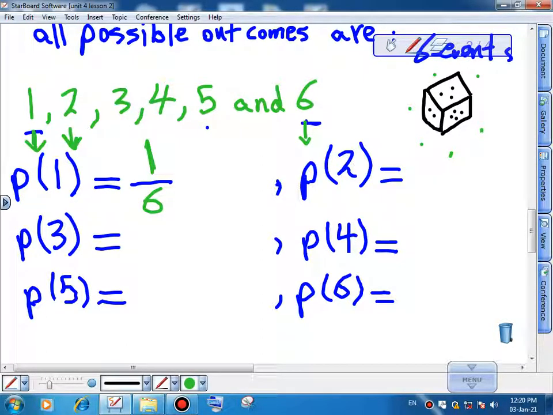Next, the probability of event 2. How many times can I get number 2? Also, I have only 1 two.